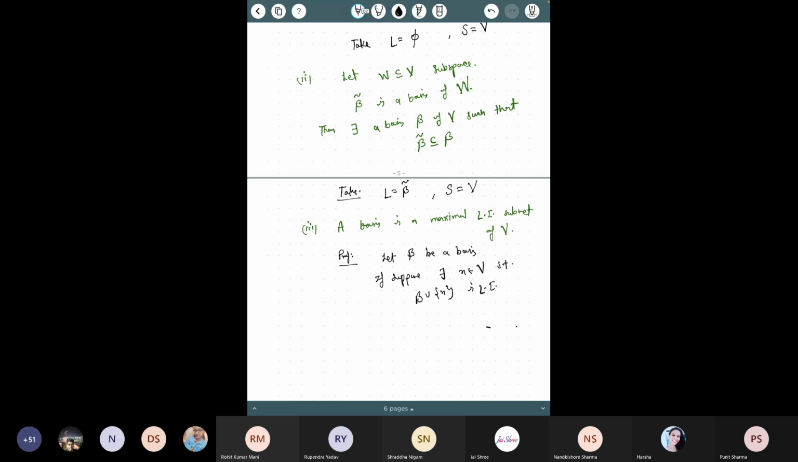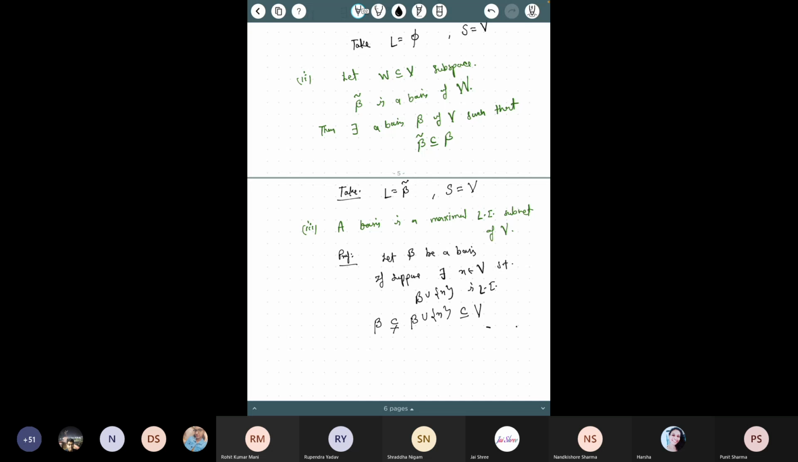Suppose that there exists x such that B union x is linearly independent. I'm proving it by contradiction. Then we know that B is a subset of B union x, and it is a proper subset, right? And this is a subset of V because x is coming from V. B is a subset, so B union x is also a subset of V.